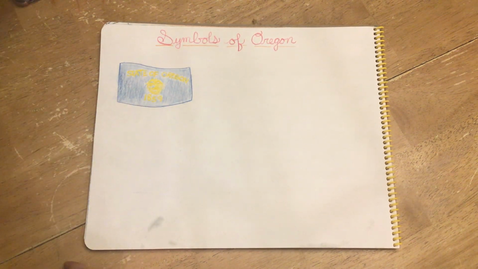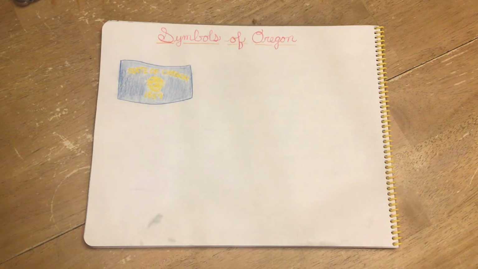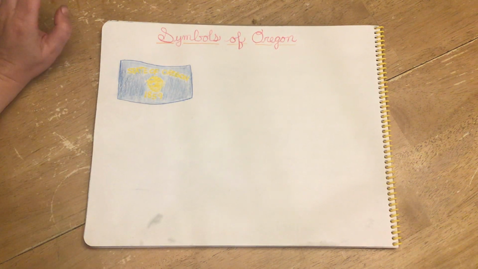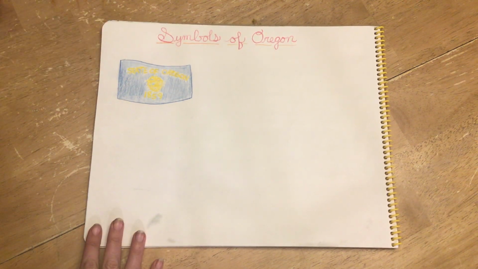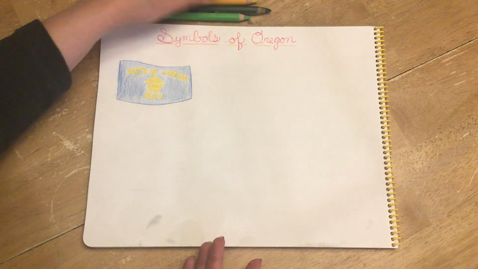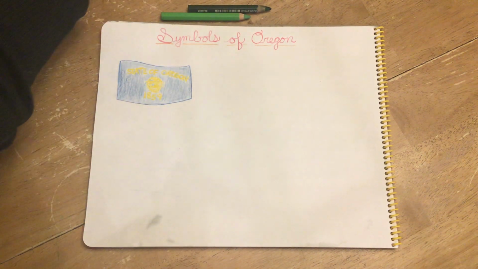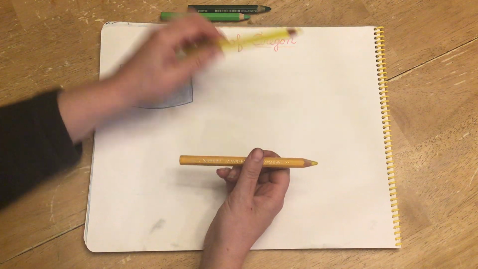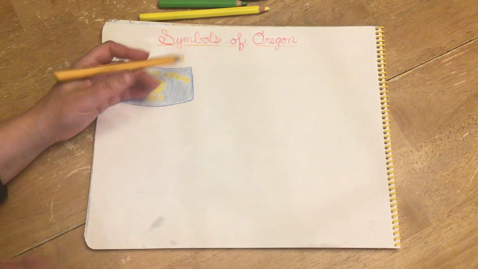state flag. The next part right in the middle here is going to be our state flower, which is Oregon grape. And we are going to show it in the flowering stage. So once again, I'm going to start with my golden yellow. You can add some of the bright yellow to it as well if you want to. I'll probably just do it in the dark color so you can see a little bit better.